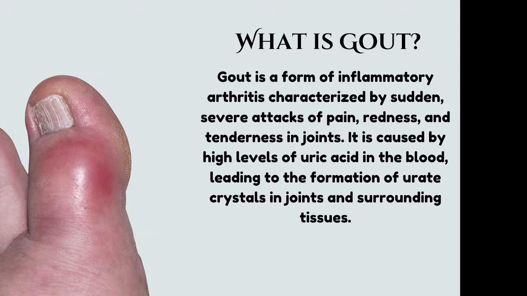Uric acid deposition can be in the joint, can be in the kidneys, can be even in the heart. And so when it's deposited in the joints, then it causes what we call gout. That leads to the formation of urate crystals in the joint, and of course that will lead to pain, tenderness, redness, and the likes.